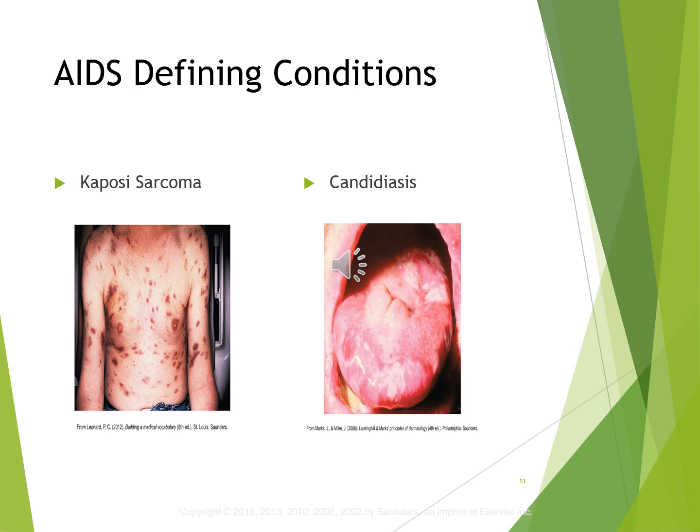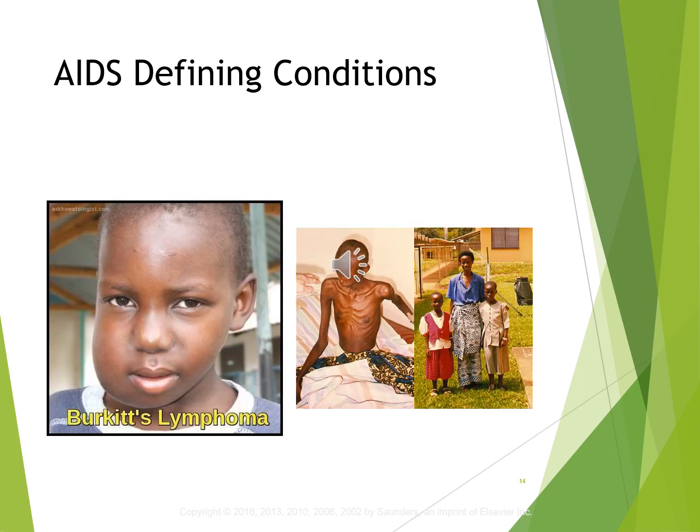And then this other picture is someone who has candidiasis, and this one's in the mouth, so this is like a thrush in the mouth kind of thing. But these sores or this fungal infection can go all the way down, like I said, the esophagus, the trachea, into the bronchi and the lungs itself. So just some pictures of actual, some more AIDS defining conditions.